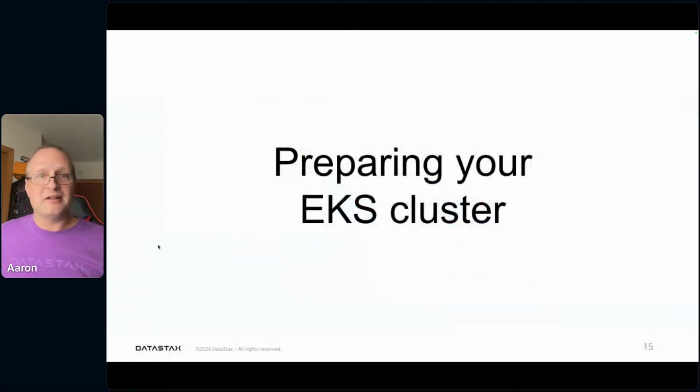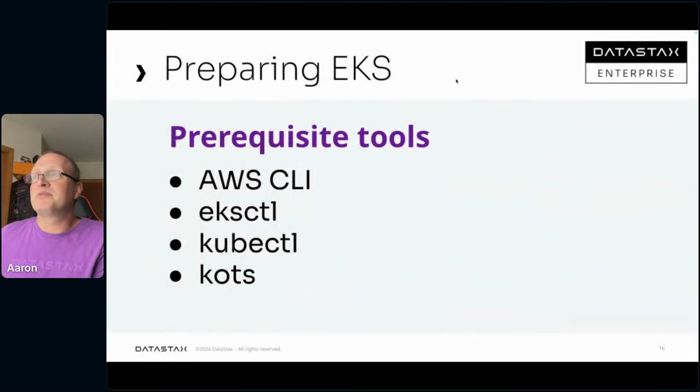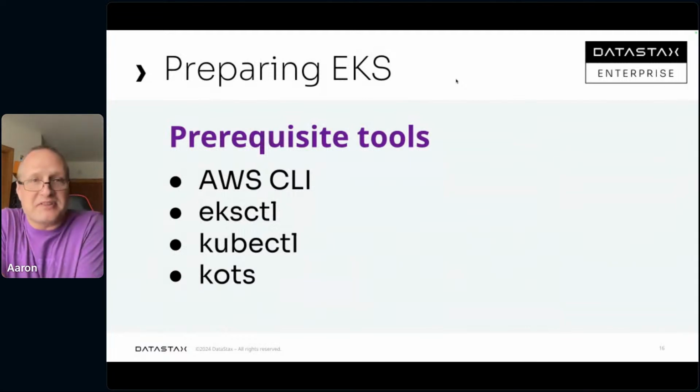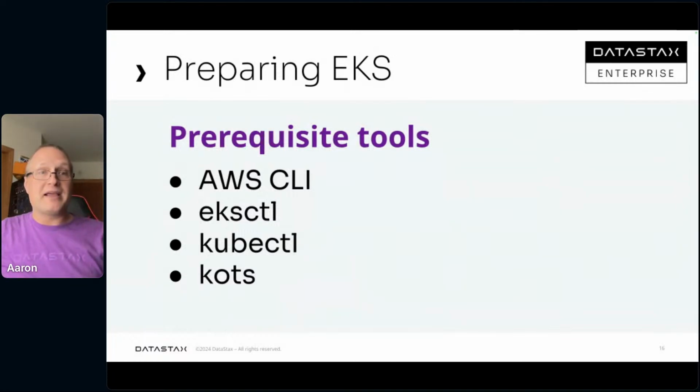All right. Well, let's move on to preparing your EKS cluster. Before getting into that, there are some things you'll need to have installed that will really help make this process a lot easier. First of all, you'll want to have the AWS CLI. There are a lot of things you get with eksctl that abstract away the need for the AWS CLI, but there are some things, like creating S3 buckets, I think we actually do want the AWS CLI for.